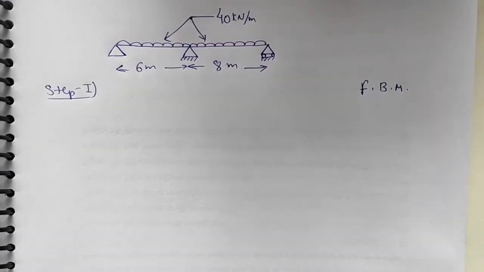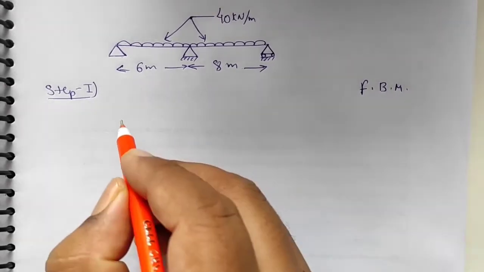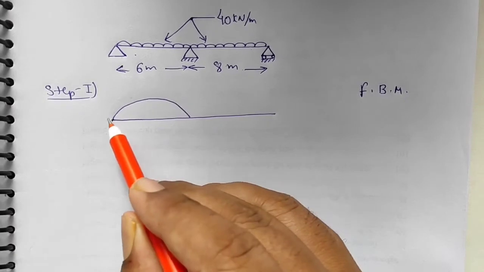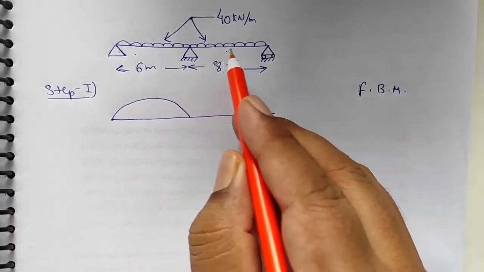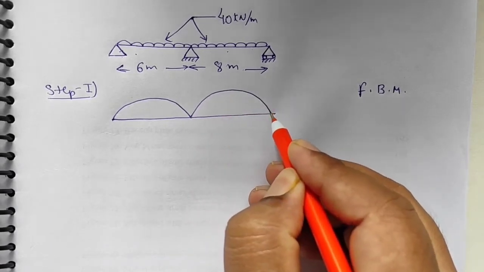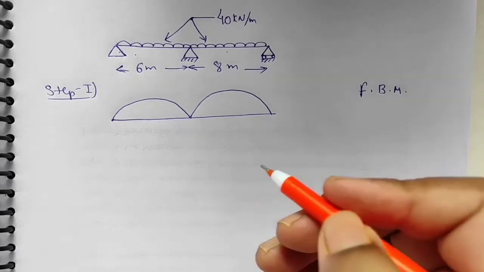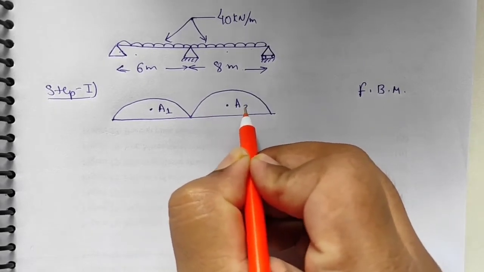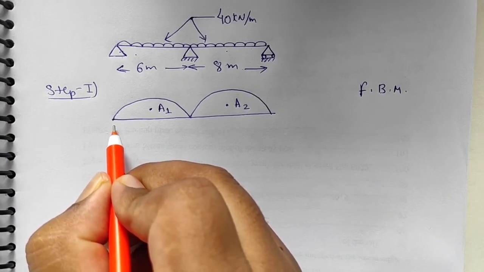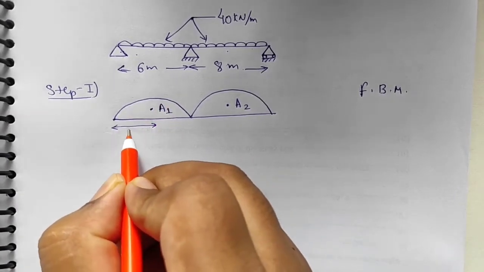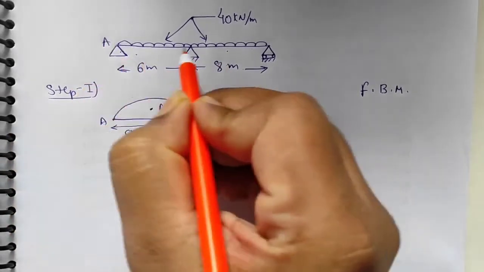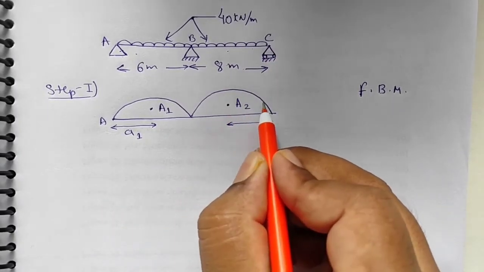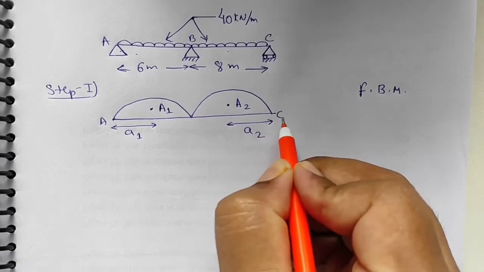So our first step is to draw the bending moment diagram for the given structure. We should know that a beam carrying a UDL will have a parabolic form. Similarly, this beam also carries a UDL, so this will also give a parabolic shape. We will assume the area of this parabolic portion is A1 and this is A2. As we have studied in the previous video, let us name the supports A, B and C; the CG of this parabola from end A is small a1, and the center of gravity of the other parabola is a2 from end C.